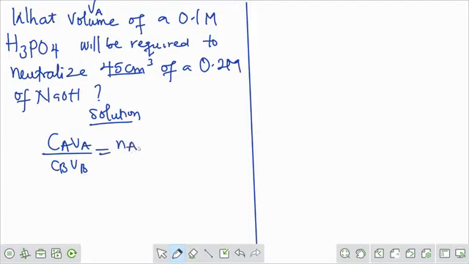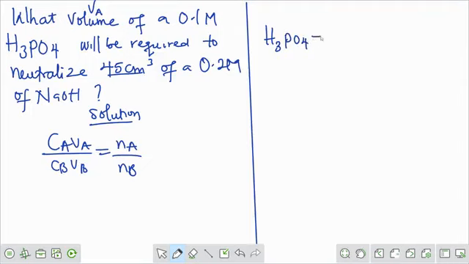Without even telling you, you know that this Na and Nb depend on the equation for the reaction. If we don't know the equation for the reaction, we cannot do it. I hope you understand. These are the things that will guide you when you are doing calculations. So now let's write the equation for the reaction.